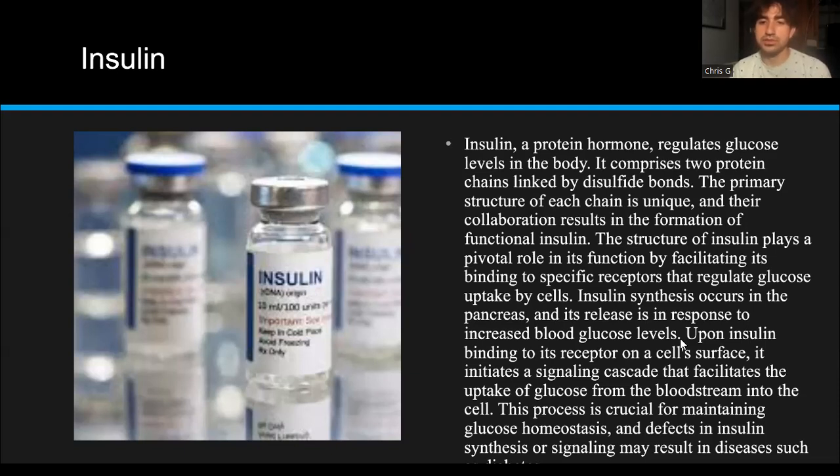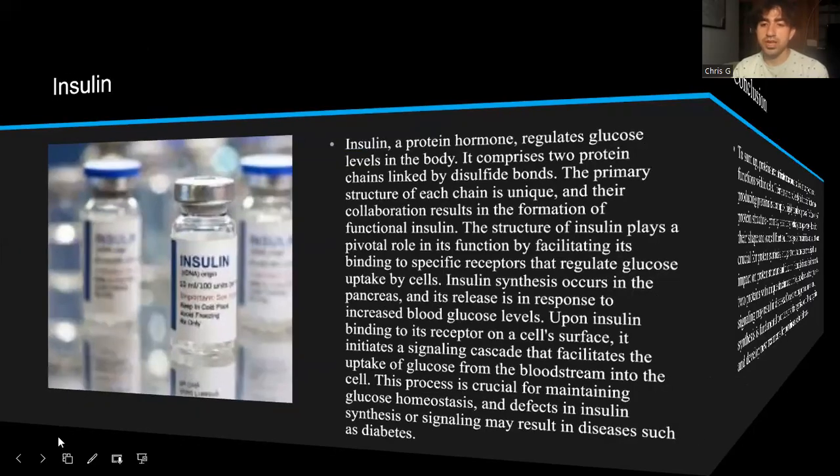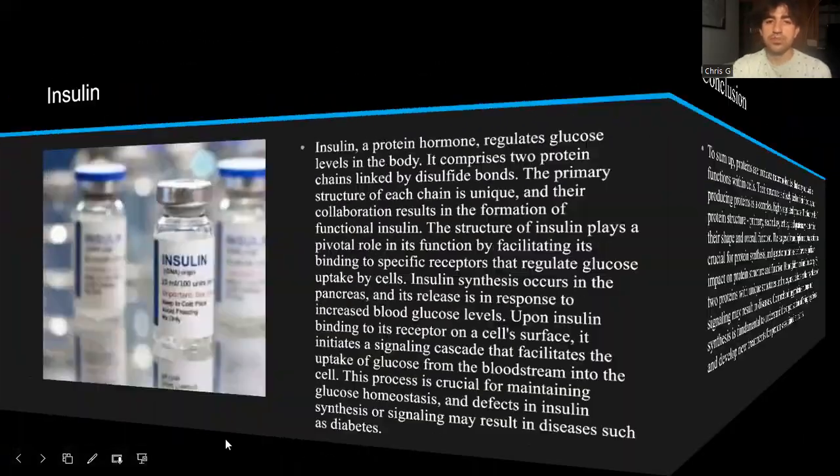Insulin synthesis occurs in the pancreas and is released in response to increased blood glucose levels. Upon insulin binding to its receptors on a cell surface, it initiates a signaling cascade that facilitates the uptake of glucose from the bloodstream into the cells. This process is crucial for maintaining glucose homeostasis, and defects in insulin synthesis or signaling may result in diseases.